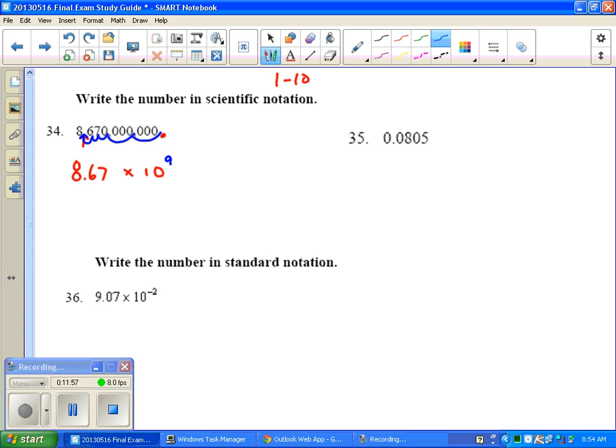Great big number, to check just in case you forget if it's supposed to be positive or negative. A great big number is going to be positive. 8.6 times 10 to the positive 9th.